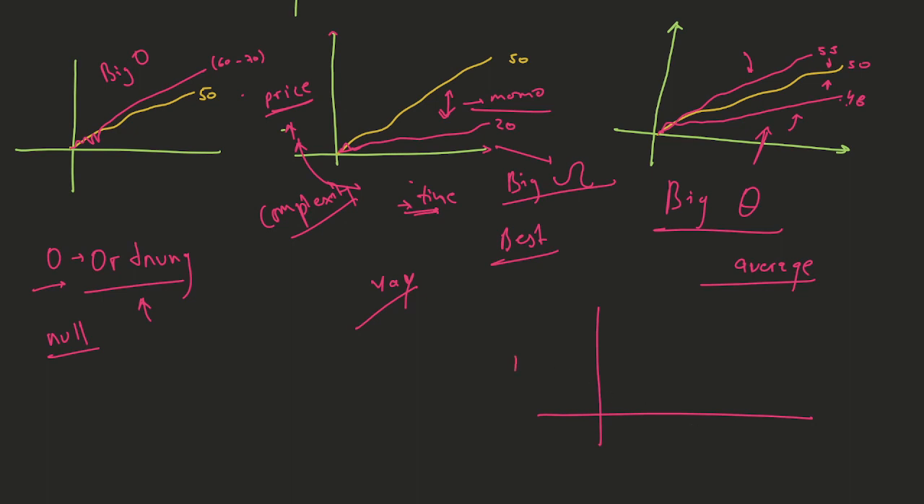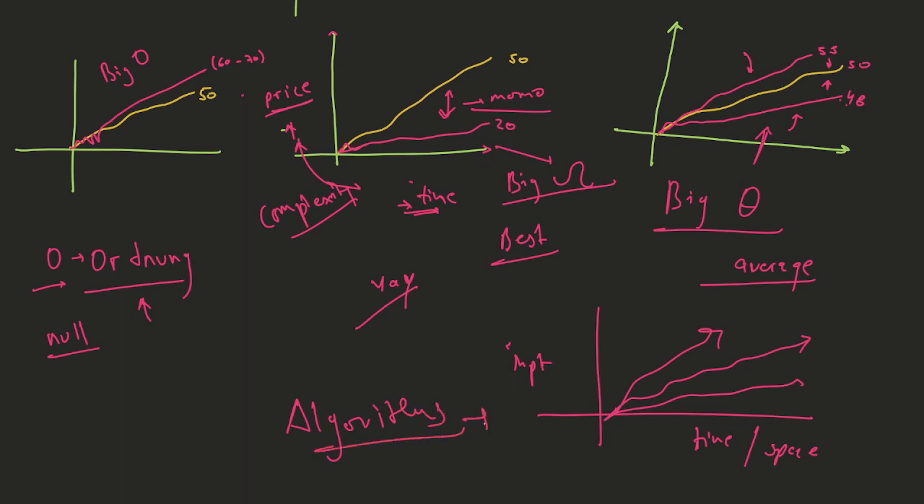So here is going to be the input, and here is going to be the time in the case of time, or space. With the number of inputs, how our time and space grow. That's what we'll see with algorithms. This is what we study. That's what complexity is, that's what a function is, that's what everything in algorithms is. That's what we try to study.